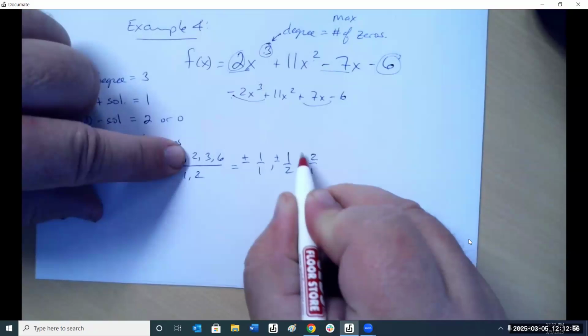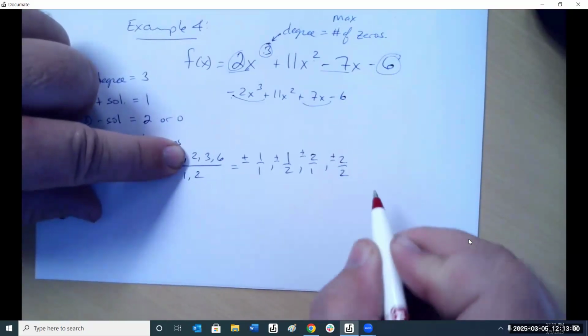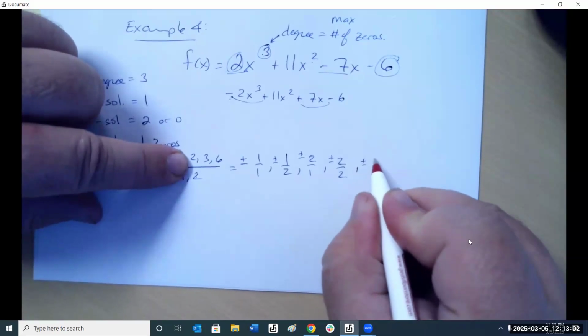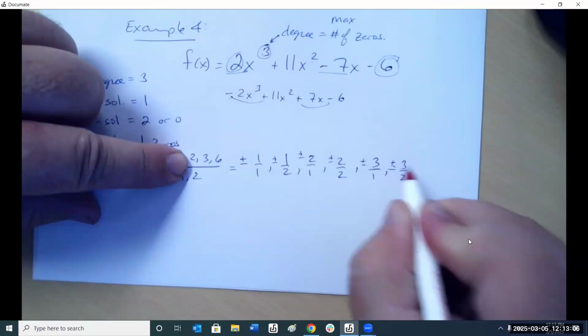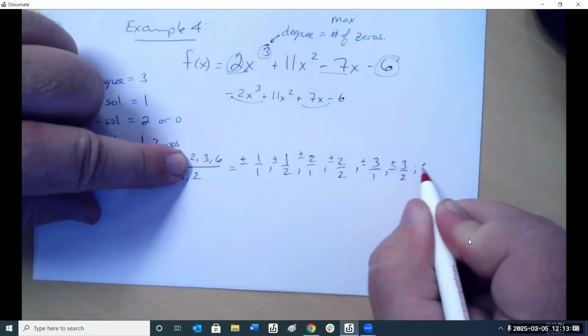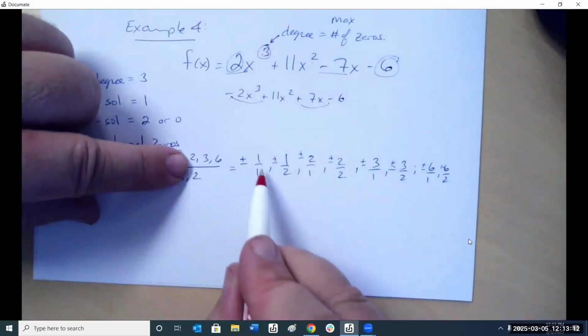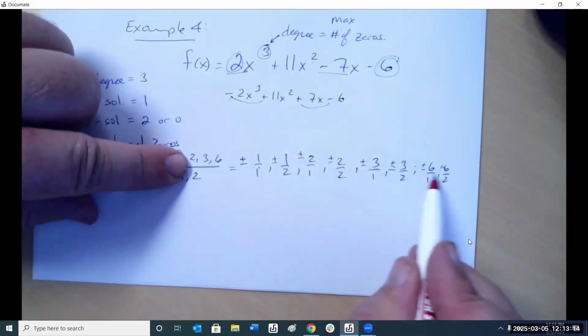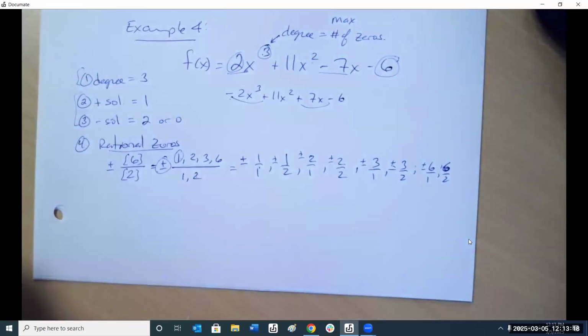Then 2 over 1. Then 2 over 2. Then 3 over 1. Then 3 over 2. And then 6 over 1, and then 6 over 2. 1, 2, 3, 4, 5, 6, 7, 8. That's 8 total times 2, so they're plus or minuses.